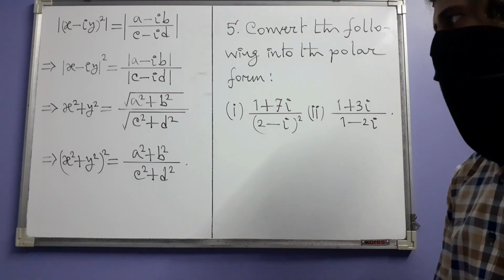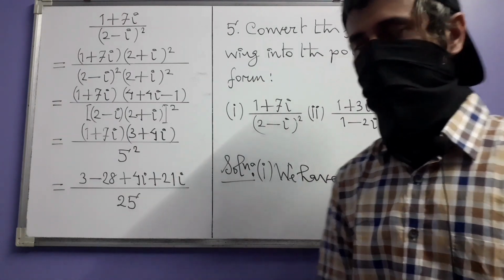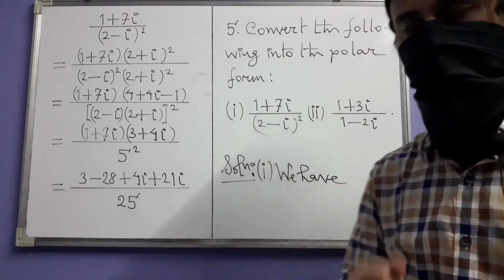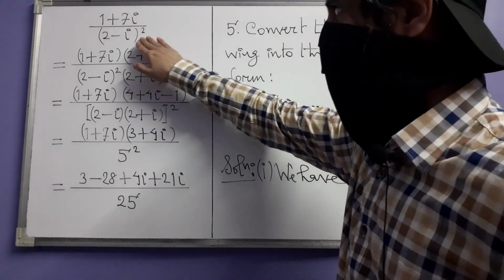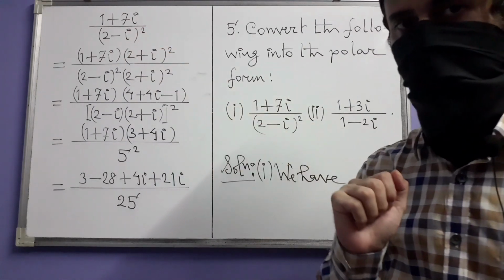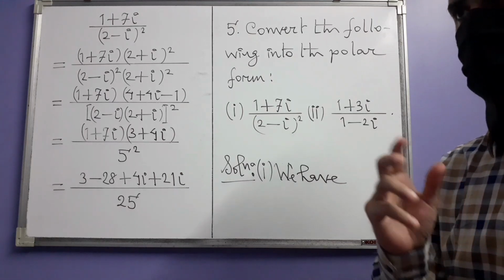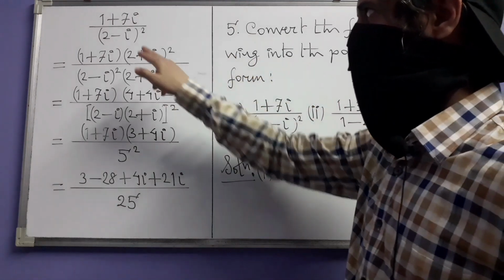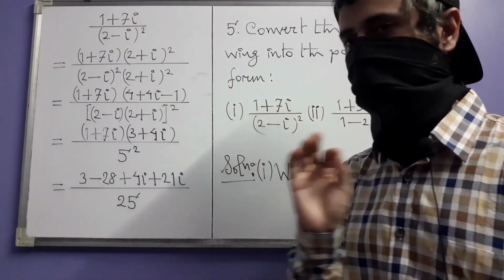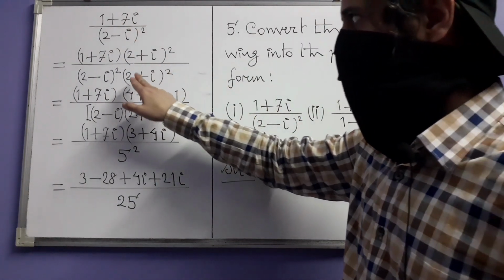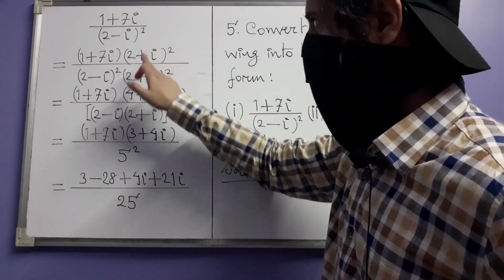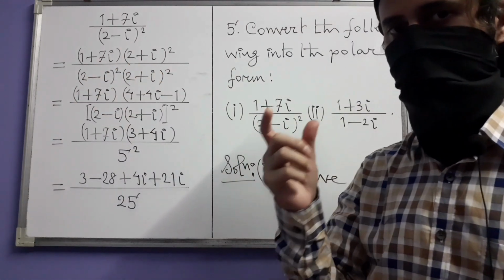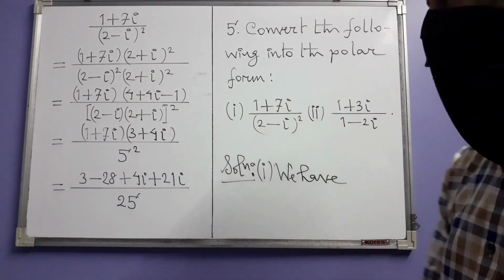So let's see. We take the first one first, and it is 1 plus 7i divided by 2 minus i whole square. Note that we may have a tendency to immediately expand the square in the denominator. Please don't do that, because it will unnecessarily increase the number of steps. Your main aim is to make the denominator a real number. So what you do instead, you multiply and divide by the square of the conjugate of 2 minus i, because you have square of 2 minus i, that is why.